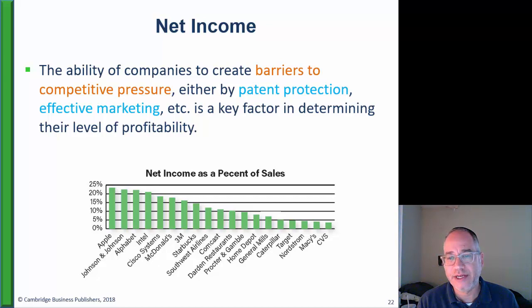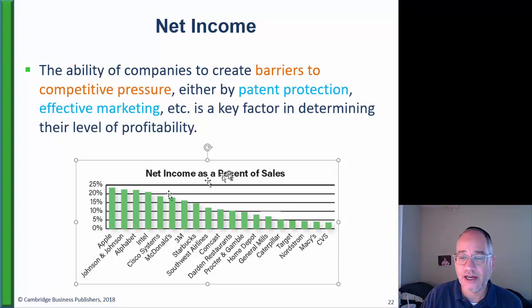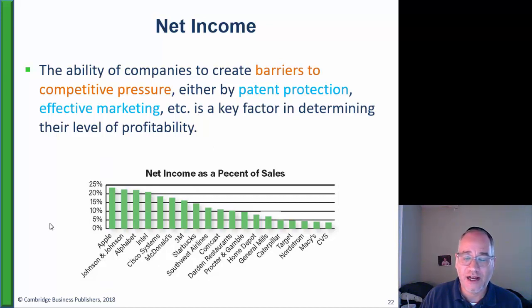And they have this elaborate explanation here. The ability of companies to create barriers to competitive pressure by patent protection is a key factor. Okay, a lot of things can help you generate income. And what they're saying here is that if you can create a barrier to competition, that'll make you more profitable. And the companies we see here on the left that are the most profitable, that's income divided by percent of sales. I don't know who proofread this, and I apologize. I'm using the canned slides, so you'll have to deal with me. I make some revisions to them later on.